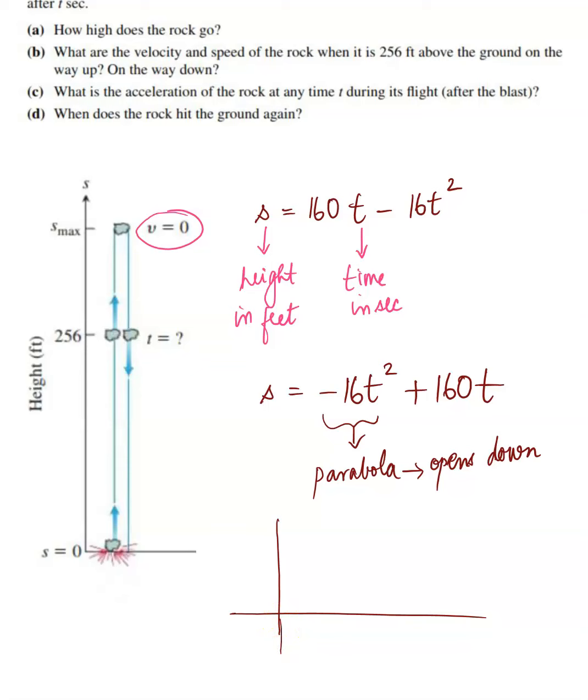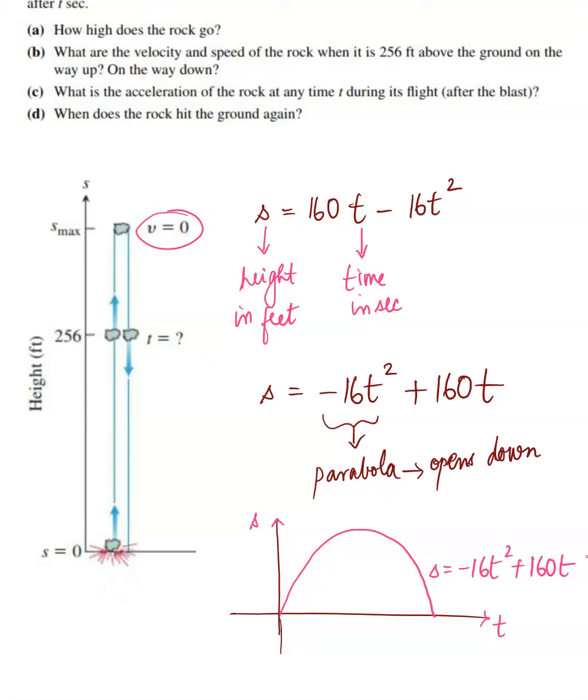Which means if you were to graph this, it's as if your rock went from 0. Let me mark this as t, and this is my s. So t is 0, s is 0, that makes sense. Then it goes up, it reaches a maximum height, and it should come down. It can't go below the ground, it just has to reach the ground. So this is my s equals negative 16t squared plus 160t.